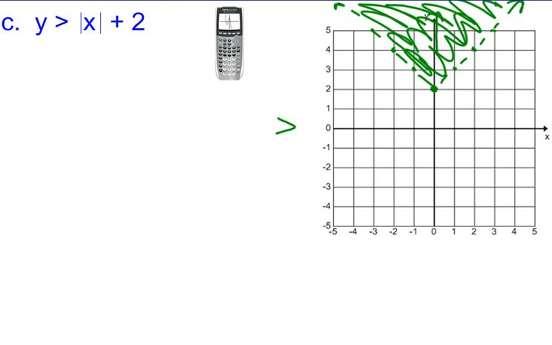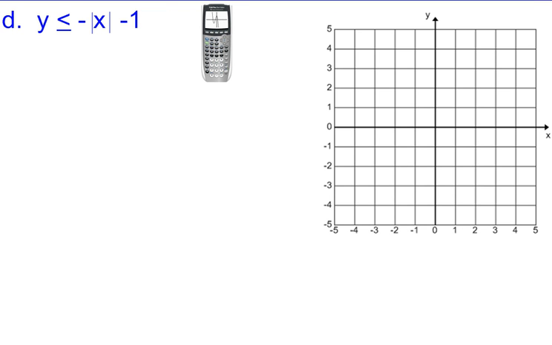So what I want to notice here is that this plus 2 on the outside of the absolute value made it shift up 2 from 0, 0. That's what I want you to notice. As we go to D, D went down, and it went down 1 from 0, 0. So it's going down. You hopefully got this off your calculator.